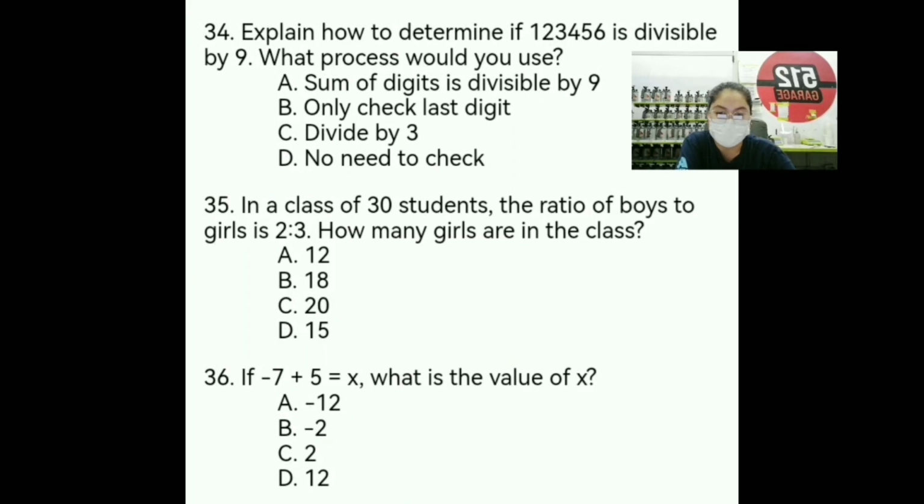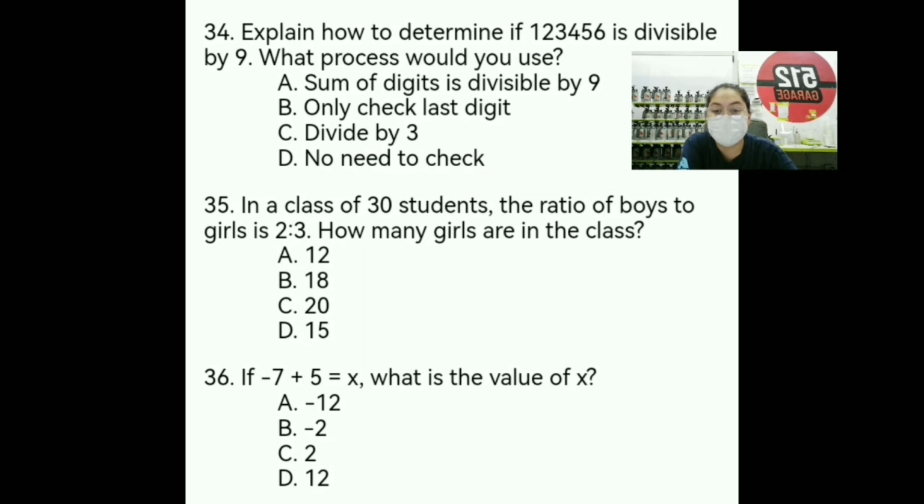Number 34. Explain how to determine if 123456 is divisible by 9. What process would you use? Letter A, sum of digits is divisible by 9. Letter B, only check last digit. Letter C, divide by 3. And letter D, no need to check. The correct answer of this one is letter A.